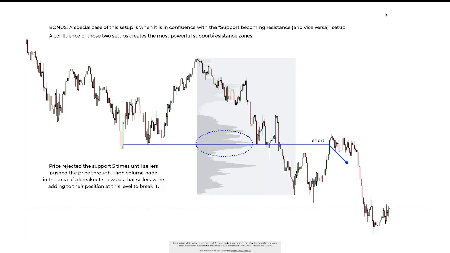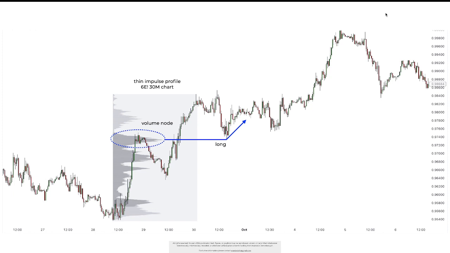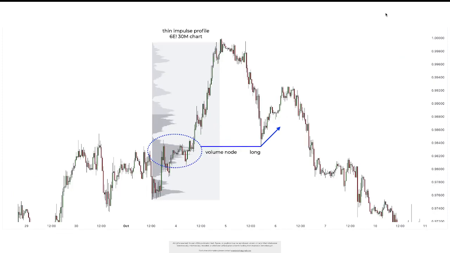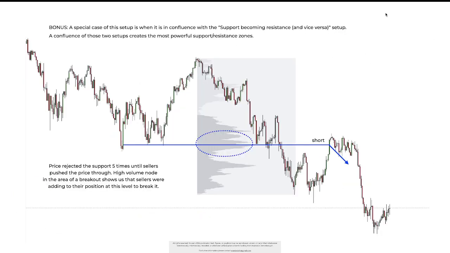Okay, now here is a small bonus for you of how you can make thin volume profile even stronger. This is a special case of this particular thin volume setup, when it is in confluence with the support becoming resistance and vice versa setup. A confluence of those two setups creates the most powerful support and resistance zones.